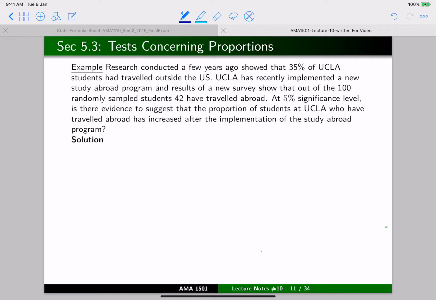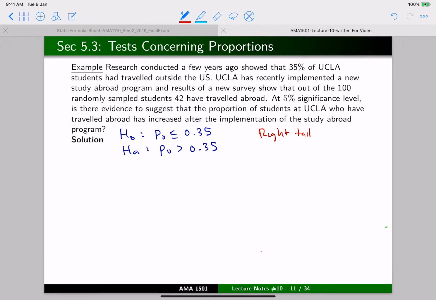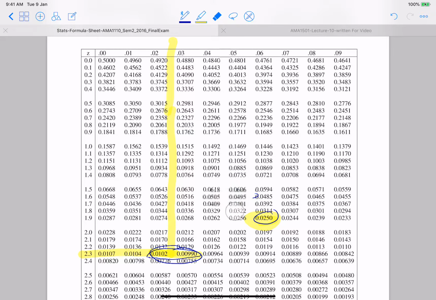Well, in this case, our null hypothesis is that the population proportion is less than or equal to 35%. The alternate hypothesis is that the population proportion has increased. So this is a right tail test. And our z alpha here is set at 0.05, since we have a 5% significance level. Looking up 0.05 in the table, we get 1.645.